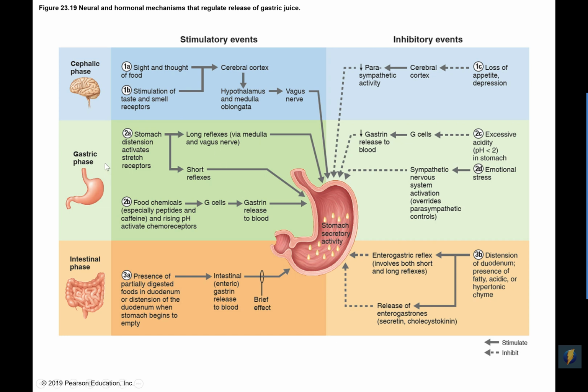As we move into the gastric phase, this is when the food is moving into the stomach itself. So there are stretch receptors in the stomach that sense when the stomach gets stretched out. There are also chemoreceptors in the walls of the stomach that sense that there are foodstuffs in the stomach, that sense the rising pH, so that we then say, okay, hey, pH is getting too high, we're going to start producing some stomach acid.